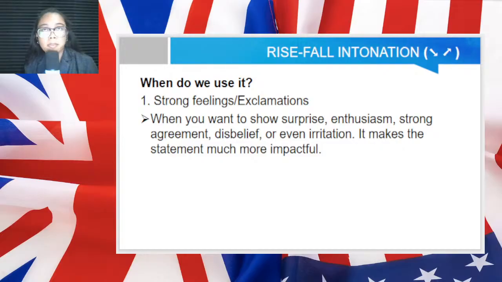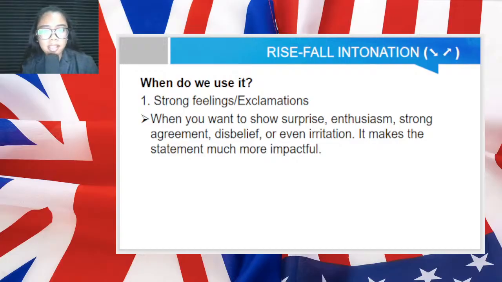For example, let's try another sentence. If your friend says, "I just won a million pesos," or "I just won $1 million," you wouldn't say it flatly, of course. Instead, you would likely exclaim with a rise fall, "No way!" That's maybe your initial reaction. No way. Your voice goes up dramatically on "no" and then falls sharply on "way." It expresses your genuine shock and astonishment. This makes your reaction immediate and undeniable.